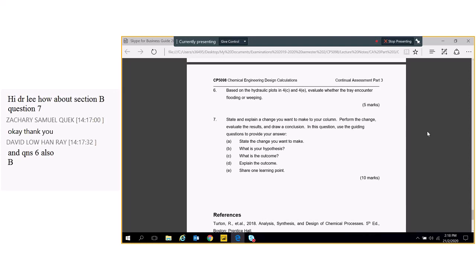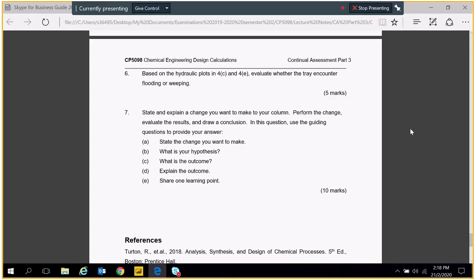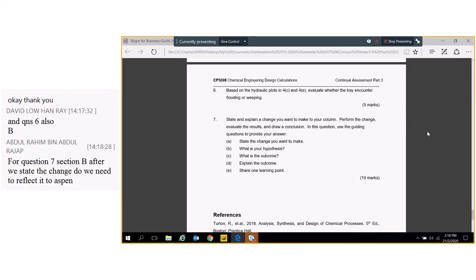Now, in this case, our original design objective is to obtain 96 mole percent benzene in the distillate. Remember, 96 mole percent benzene in the distillate. This is the design objective. Now, as an example for change, let's say you want to increase the purity. You can say, okay, now my design objective is to obtain 98 mole percent benzene.